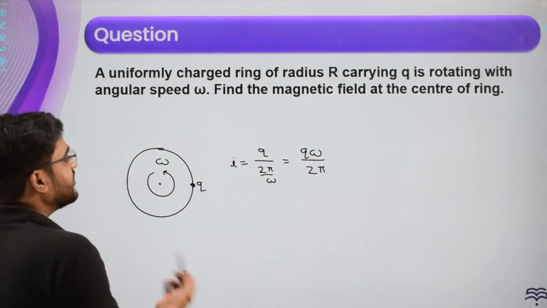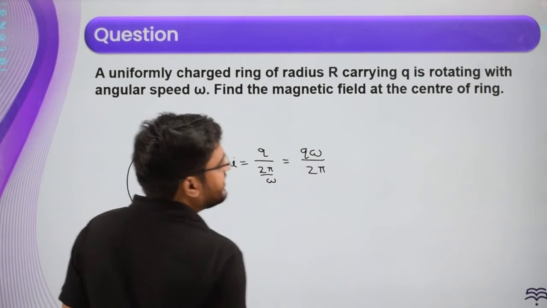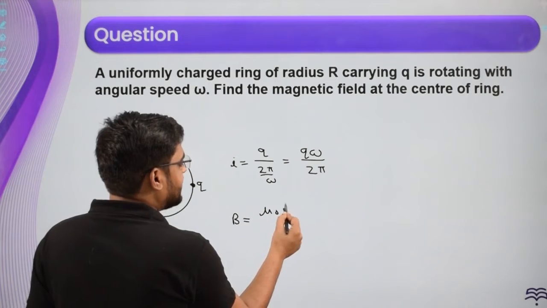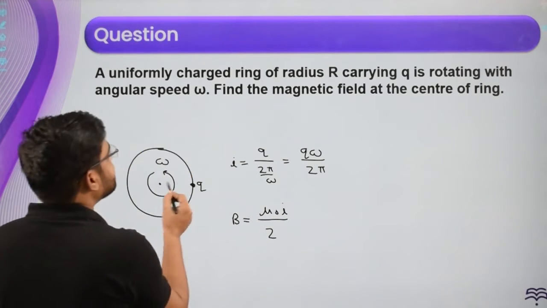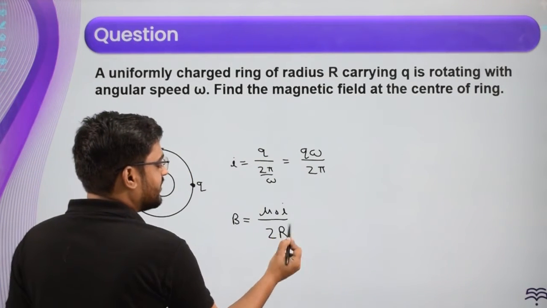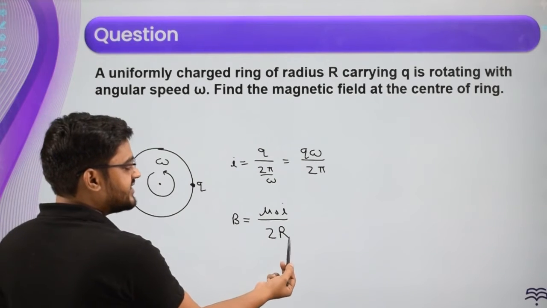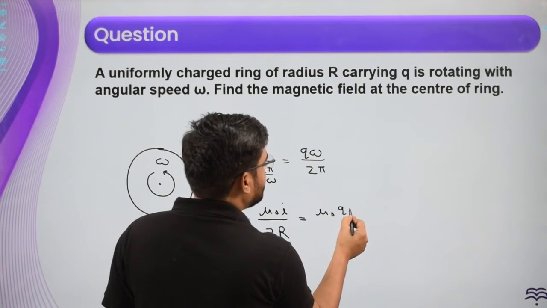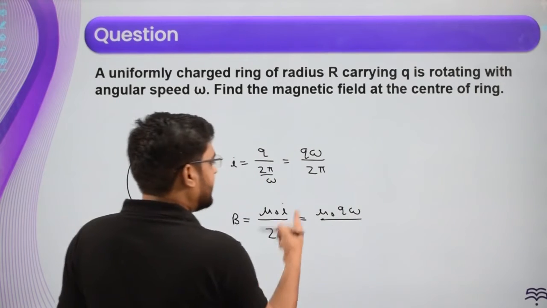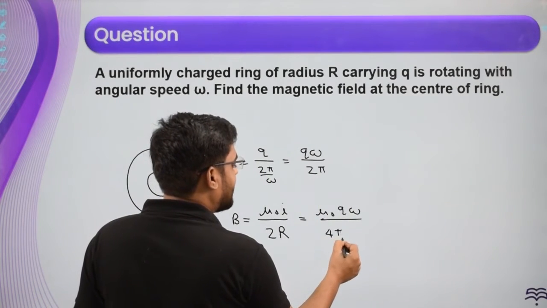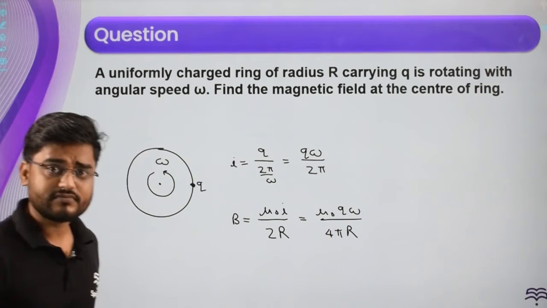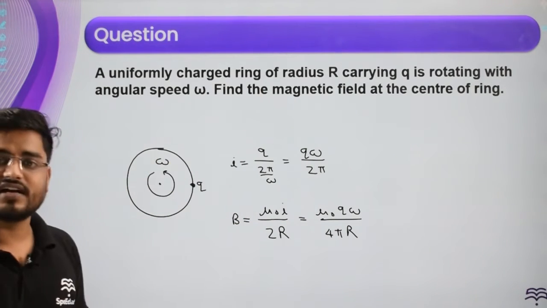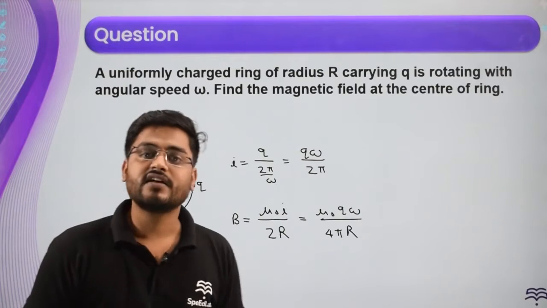And now next is to get the magnetic field at the center of the ring. So I'll just apply the formula for the center. It is mu naught I by 2R. And what is the radius? Radius is already given, it's capital R. Mu naught is a constant, 2R is given, and I we have found. So the answer is going to be mu naught Q omega by 2R into 2 pi, so that becomes 4 pi R in the denominator. And that's the answer. We'll leave our answer like this because all the parameters given to us are variables.